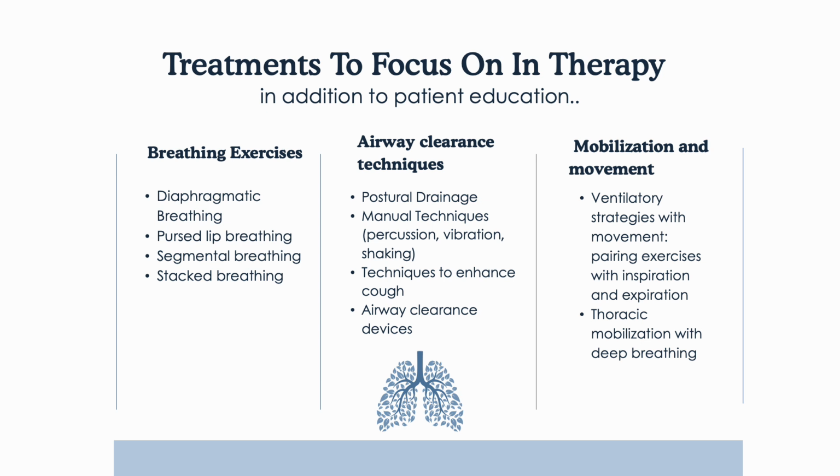We can start with diaphragmatic breathing, pursed lip breathing. Pursed lip breathing is especially important in alleviating dyspnea and increasing their tolerance to exercise. We'll also want to do segmental breathing for certain parts of the lung that we really want to prevent accumulation of secretions or reduce the probability of atelectasis. We're also going to want to do stacked breathing due to weakness and help increase their inspiratory volume. We're also going to want to do some airway clearance techniques.